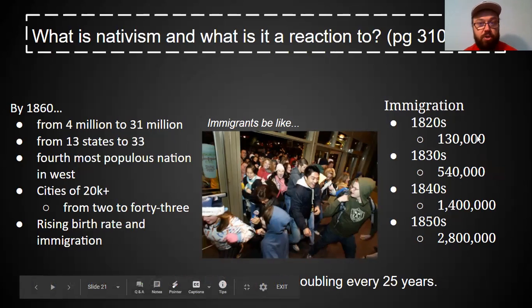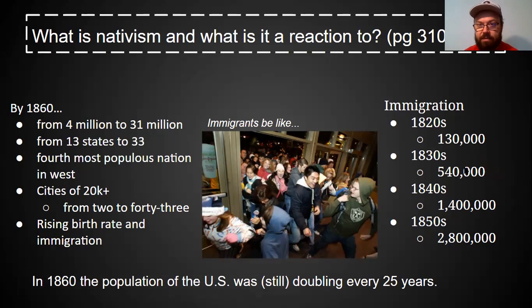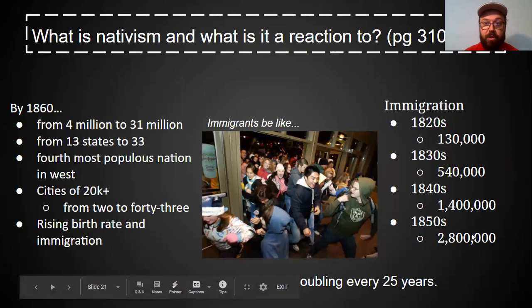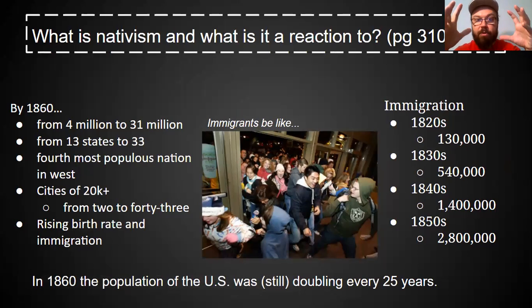So take a look at the number of immigrants coming to the United States by decade. In the 1820s, about 130,000 immigrants came to the United States. In the 1830s, the number more than doubles to 540,000. In the 1840s, it jumps up again, more than doubling to 1.4 million. In the 1850s, it doubles to 2.8 million. So in the 1820s we had 130,000 immigrants, and in the 1850s, just 30 years down the road, 2.8 million immigrants. So yes, immigration is a huge part of this time period because people are being drawn in large part by all of this factory work.